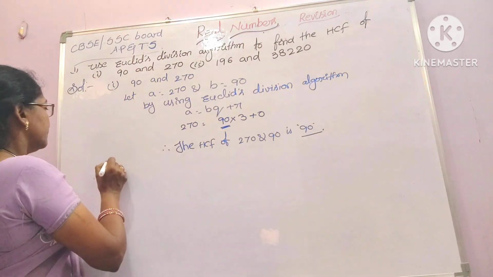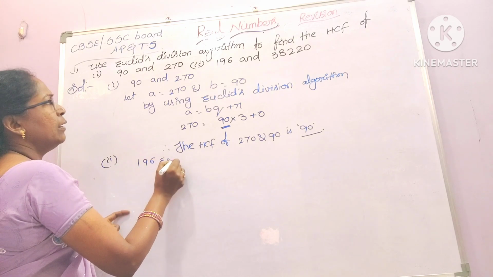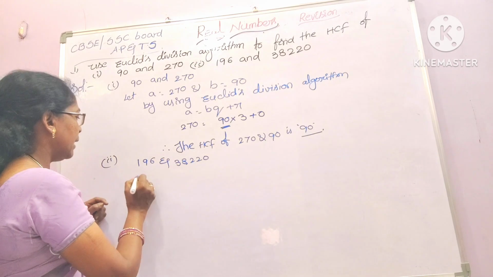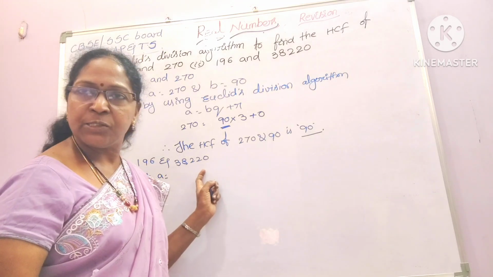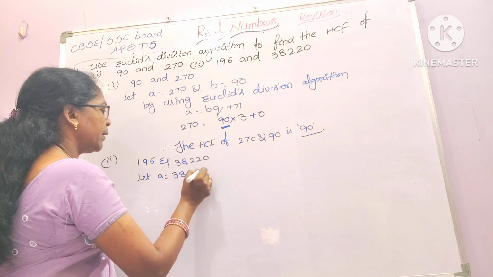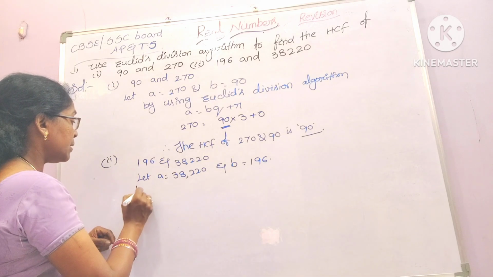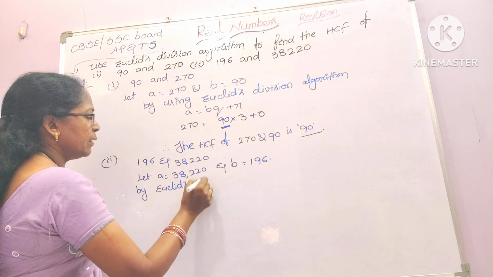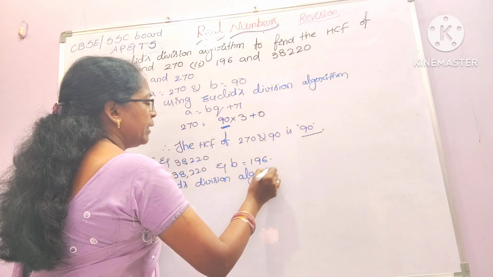Now the second one. What is that? 196 and 38,220. Now in this, let us assume A equals, as I already told, the big number we always assume as A, and the second number B. So A equals 38,220 and B equals 196. Now by Euclid's division lemma or algorithm, any one you can write.